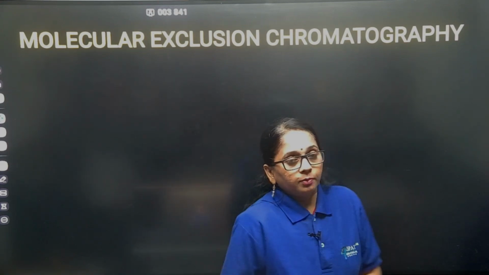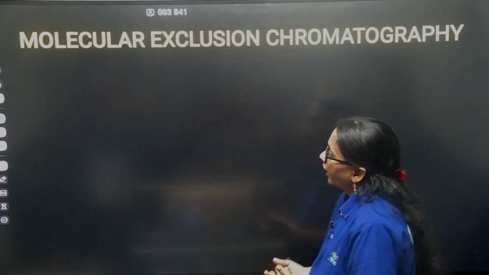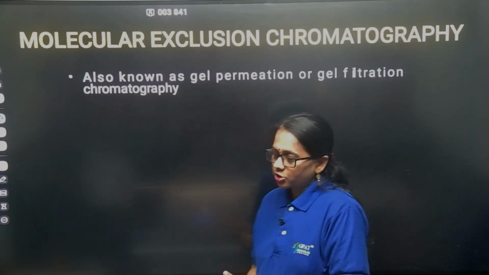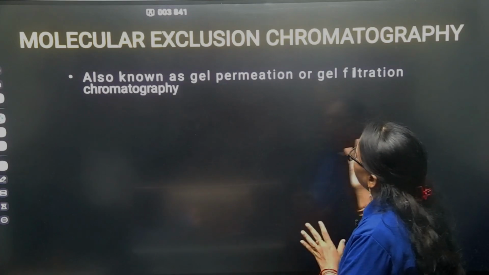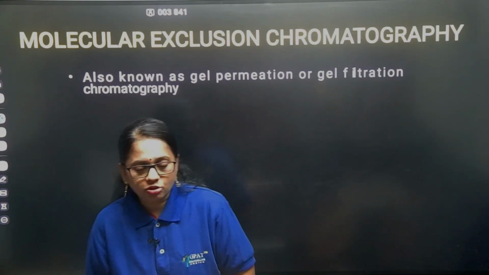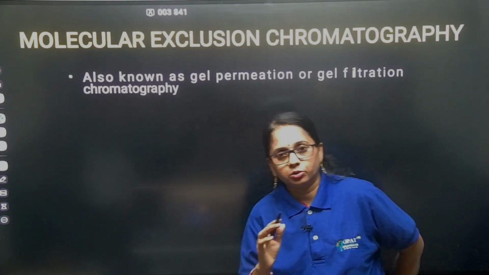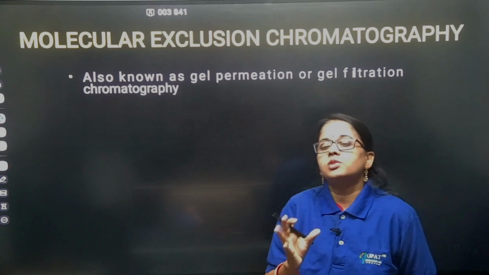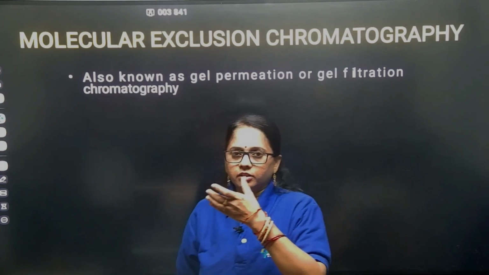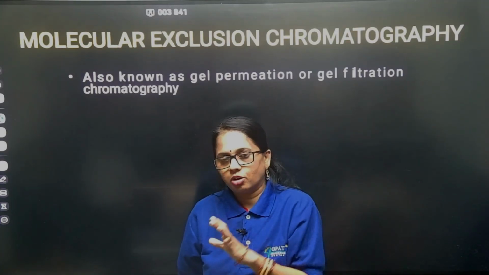The next type of chromatography technique is molecular exclusion chromatography. By the name itself some of the techniques are defined. Molecular exclusion is based on size, and it is also called gel permeation chromatography or gel filtration chromatography. Gel, because the stationary phases we use are soft gels. If you simply filter, the filtrate comes out and the residue is retained on the top, so that is called filtration.